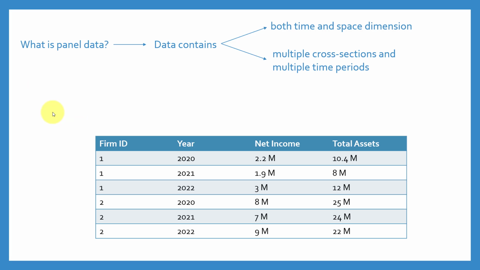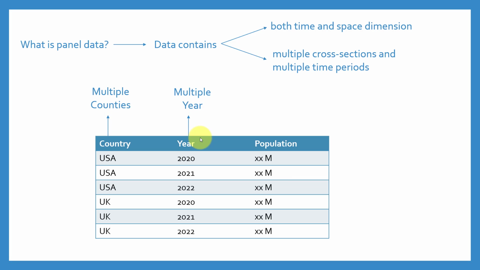So for example, over here we have an example of two firms. So we have firm 1 and firm 2. And for each firm, we have 3 years of data. We have their net income and their total assets. So is this a panel data or not? Now, we have multiple firms and multiple years. So obviously, according to our definition, it is a panel data, because we have multiple cross sections, that is multiple firms, and multiple time periods, that is multiple years. So that is an example of a panel data.